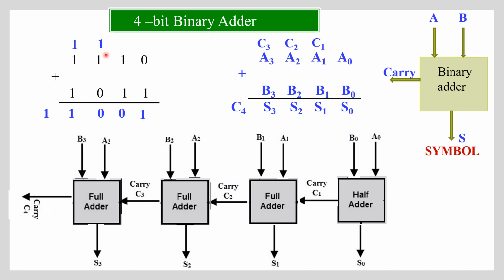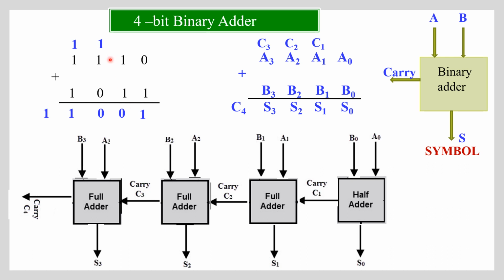Now let us see first how to perform the logic addition. So this is the first binary number, and this is the second number. They are 4 bits each, and we'll see how the addition is performed. Now 0 plus 1, sum is 1, no carry.